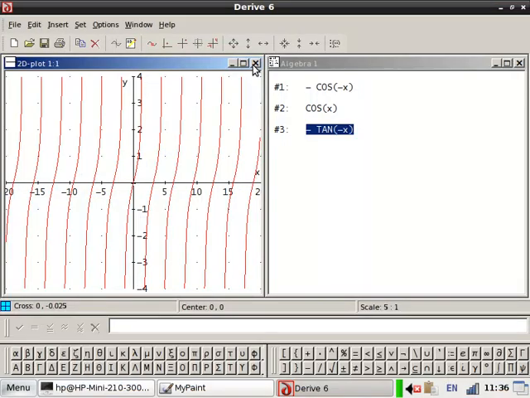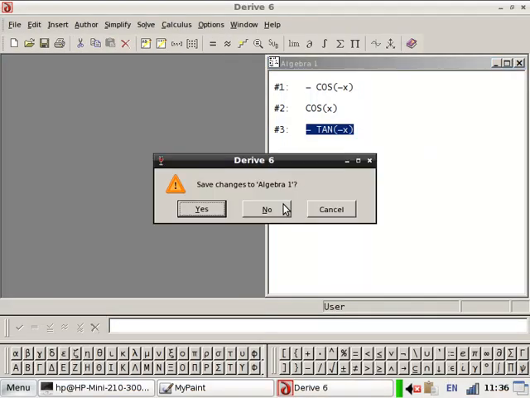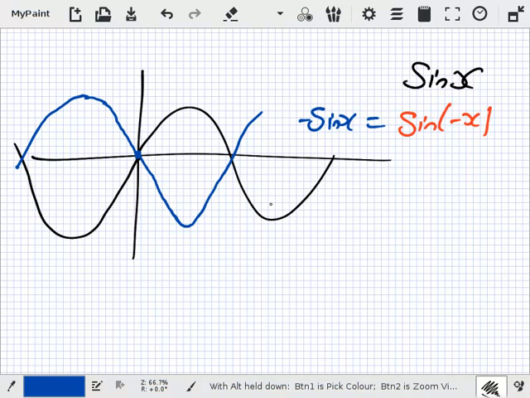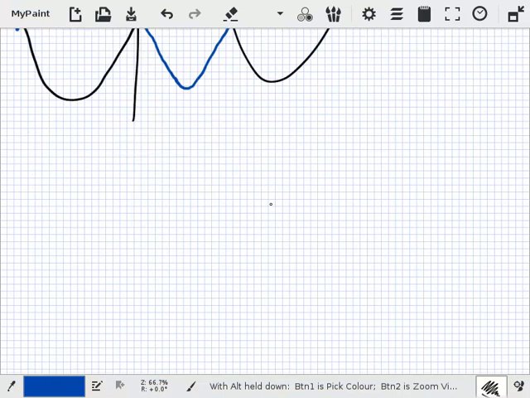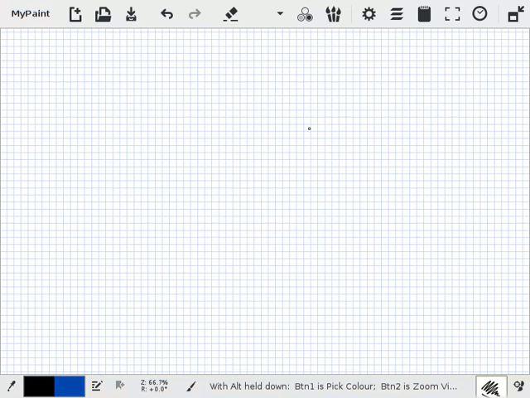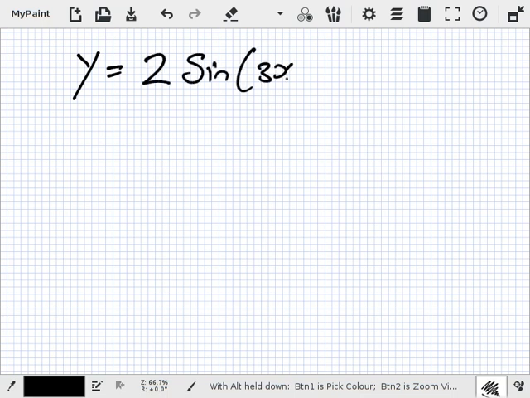Let me delete all this. So in the exam, they'll give you something to graph. Let's use radians since I've been using degrees, okay? So we'll say something like y equals 2 sine (3x minus pi over 2) plus 1. And they want the graph of this.